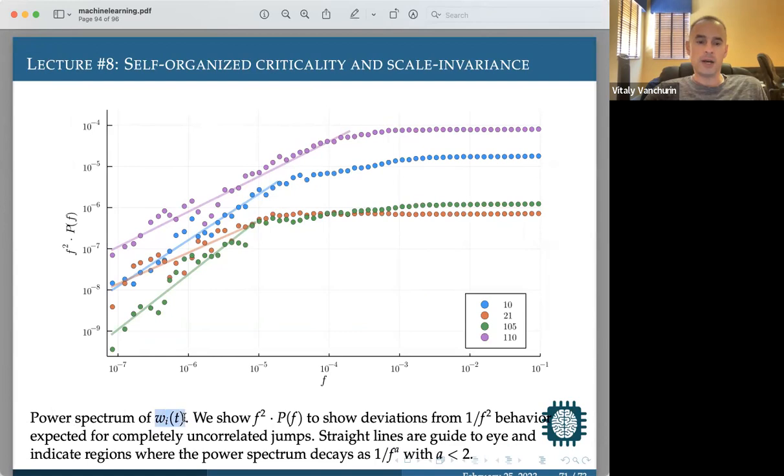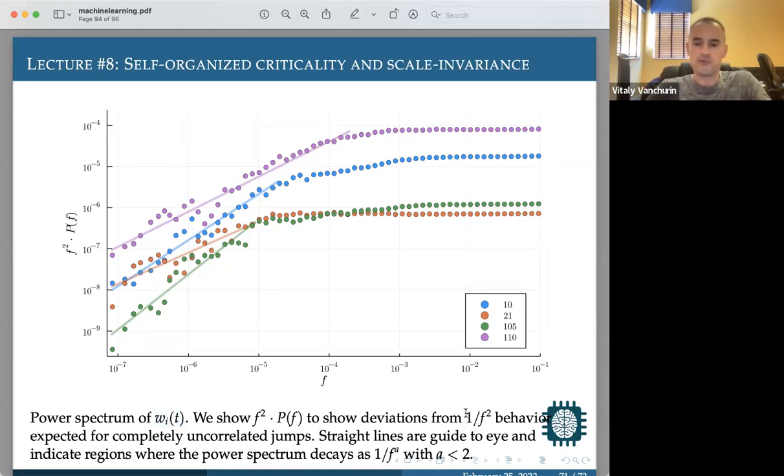Now, if the individual jumps in W are completely uncorrelated, so each weight makes uncorrelated jumps in equilibrium, and every next jump doesn't depend on the previous one, then you can just calculate the power spectrum. What the distribution of jumps is can be arbitrary, it doesn't matter. What's important is that every next jump is independent of the previous one. Then you will see that the power spectrum is given by 1 over f squared. That will be the scaling.